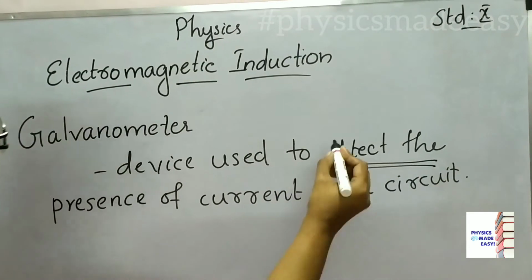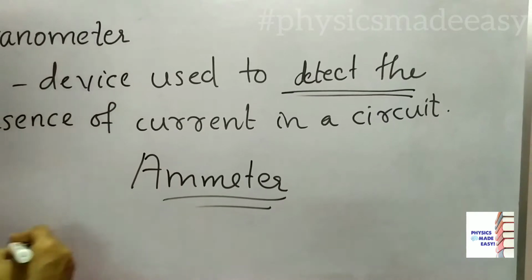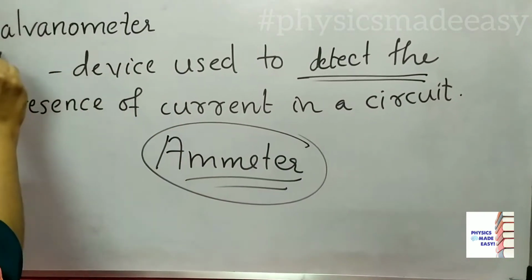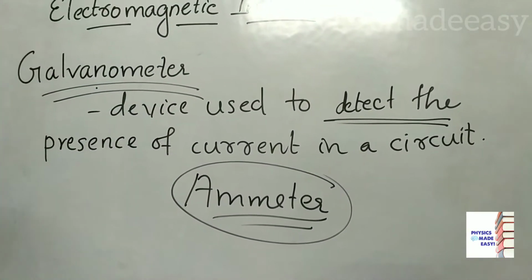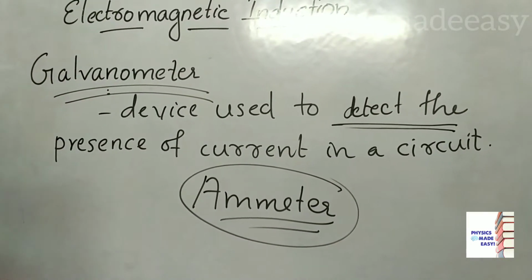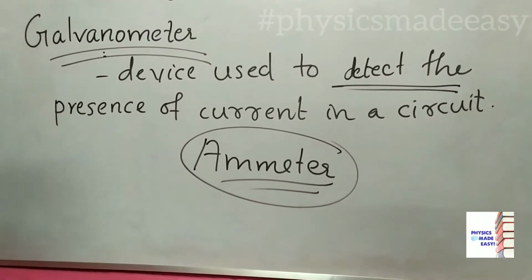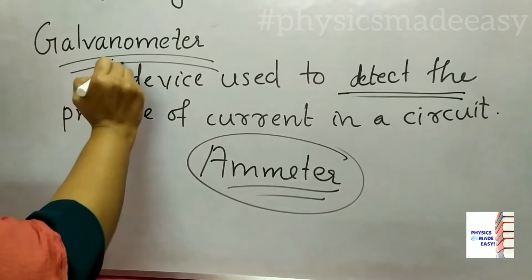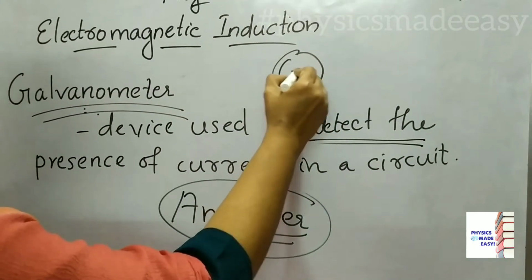Children, there is also the ammeter. If you want to measure the amount of current in a circuit, you have to use an ammeter. But this is a galvanometer. By using this we cannot measure the amount of current passing through, but we can use it to check the presence of current. Whether current is generated there or not, we can detect it using this device, called a galvanometer. It is represented by G.